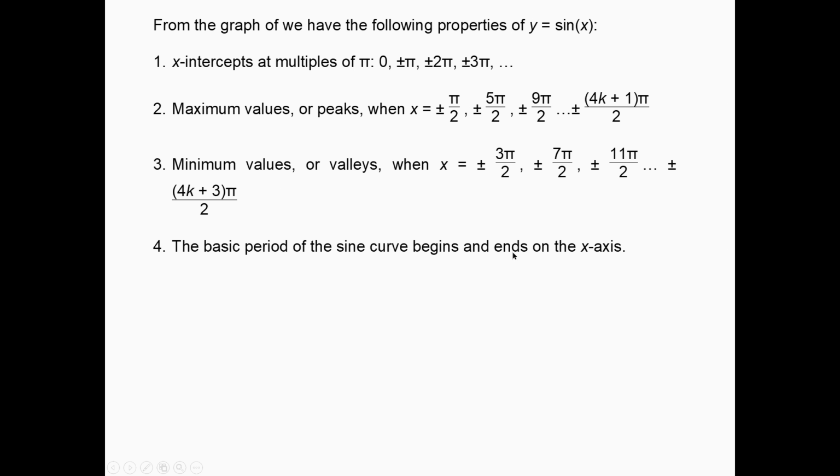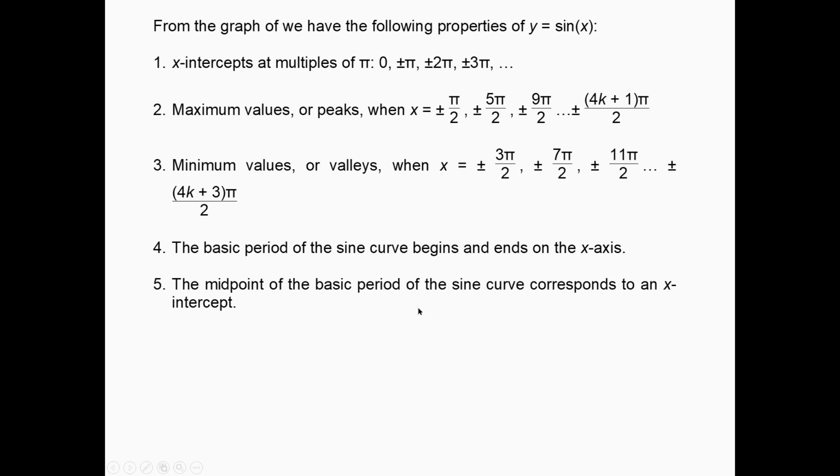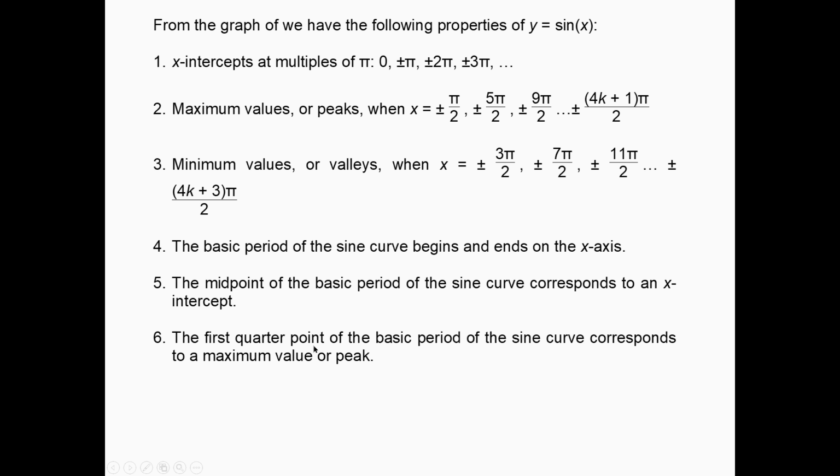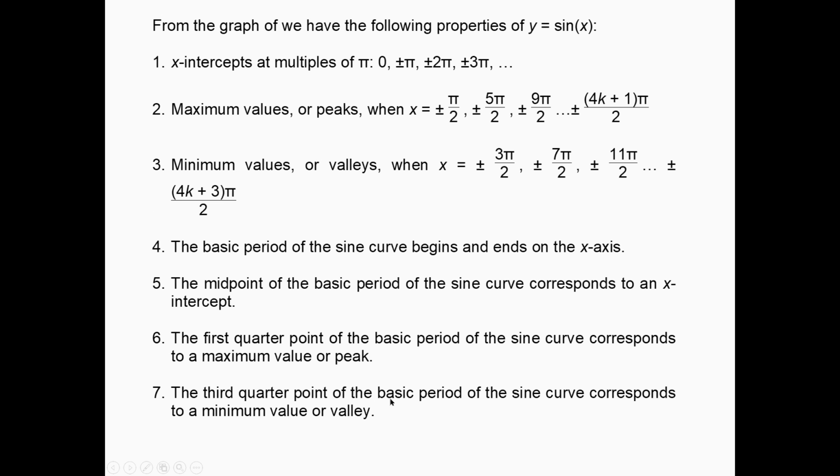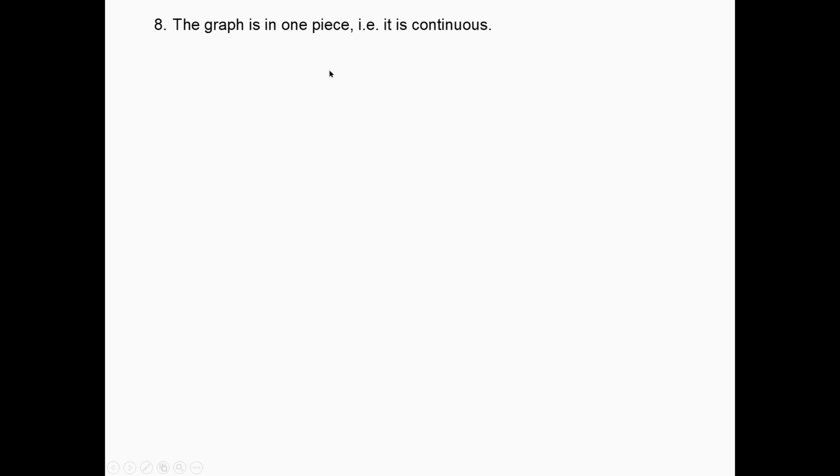The basic period of the sine curve begins and ends on the x-axis. The midpoint of the basic period of the sine curve corresponds to an x-intercept. The first quarter point of the basic period of the sine curve corresponds to a maximum value, or peak. And the third quarter point is a minimum, or valley. So first quarter point is a max, third quarter point is a minimum. Remember, the second quarter point is the midpoint, and that's an x-intercept. Remember, the basic period of the sine curve begins and ends on the x-axis. Okay, the graph is in one piece. That means it's continuous. That's kind of a big deal.